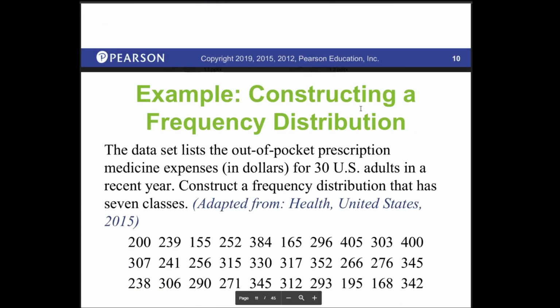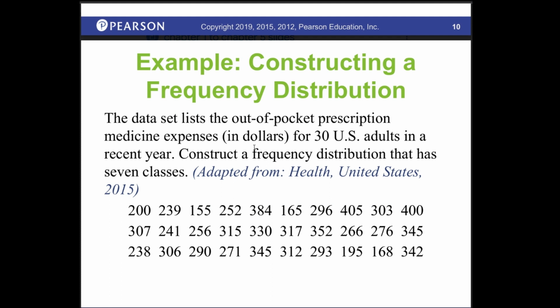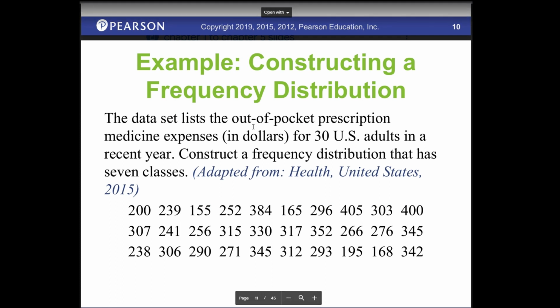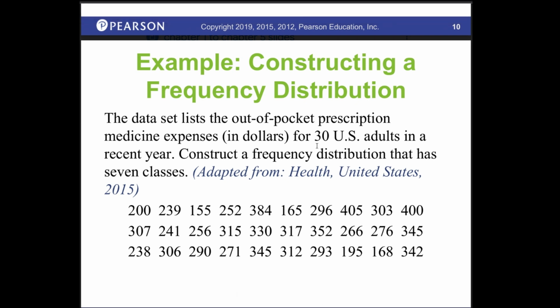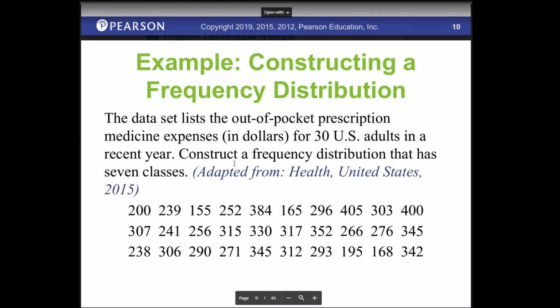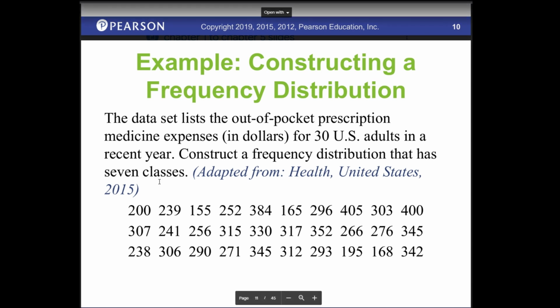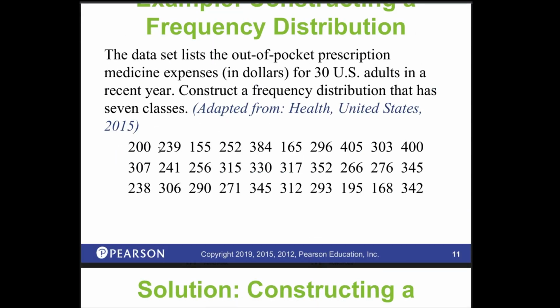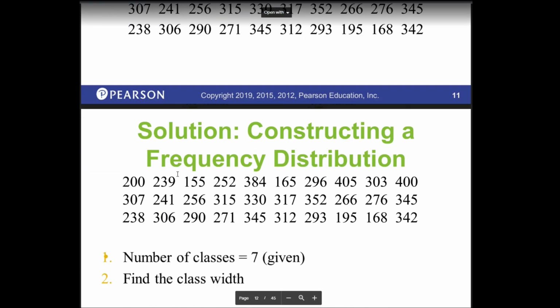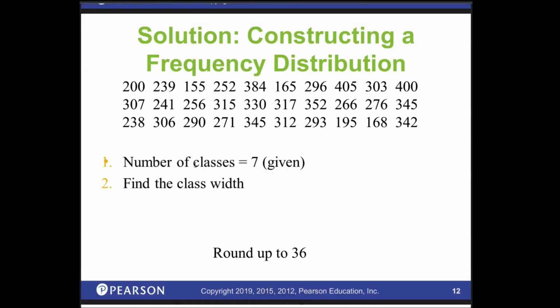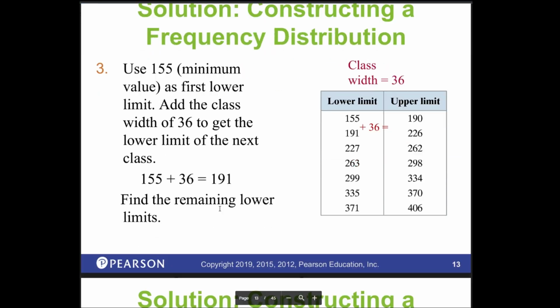An example of constructing a frequency distribution would be: a dataset lists the out-of-pocket prescription medicine expenses in dollars for 30 U.S. adults in a recent year. Construct a frequency distribution that has 7 classes. As you can see, we have numbers 200, 239, 155, 252, 384, and so on. And then first, the number of classes is equal to 7, which is given. And then find the class width, well, we'll round up to 36.